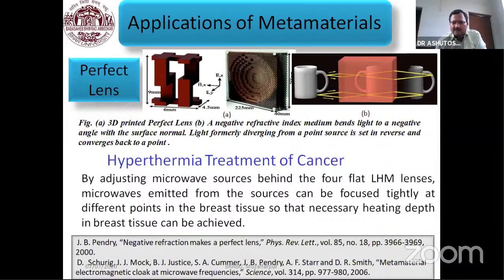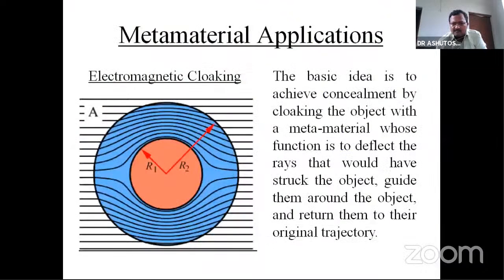By using left-handed materials, we can radiate the microwave source for hyperthermia treatment of cancer, so that we can give the desired amount of energy to the affected tissue. So this is one of the beautiful applications. The second one is cloaking. We can hide our device by using metamaterial structures.